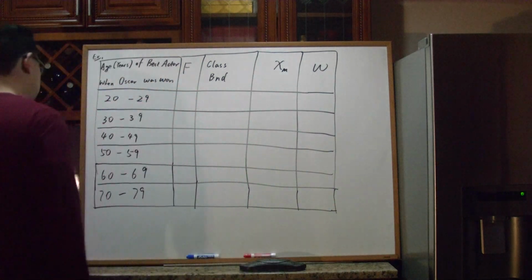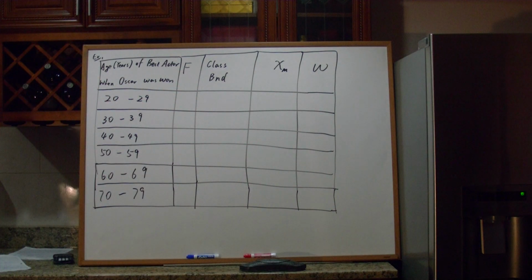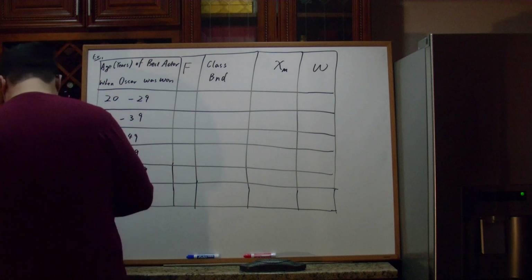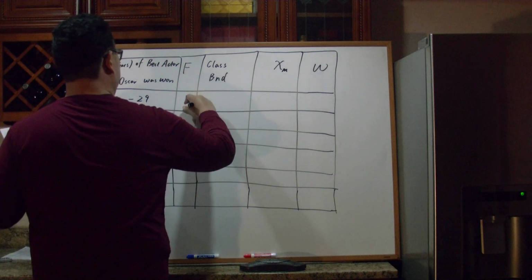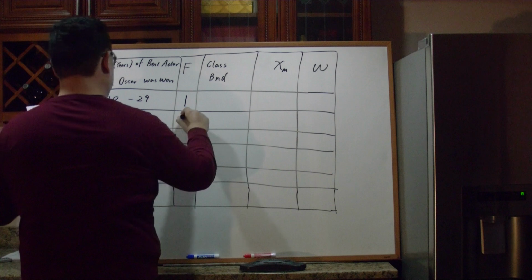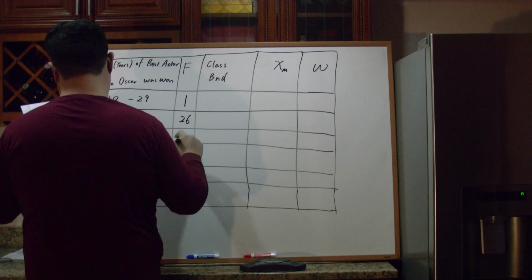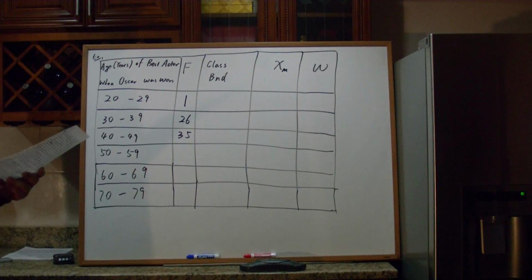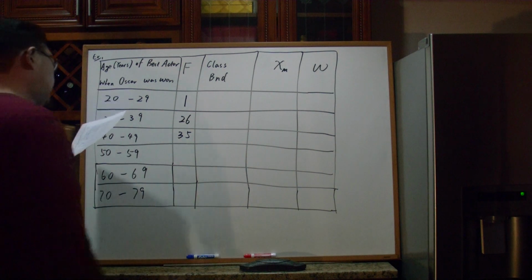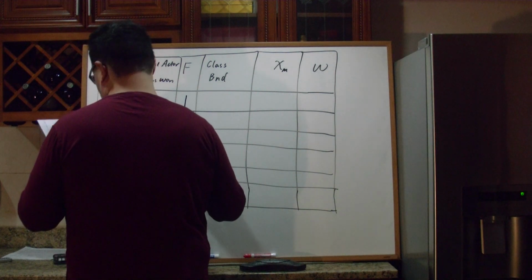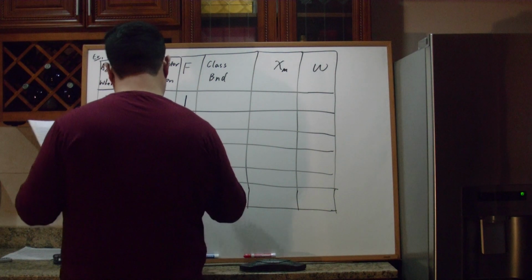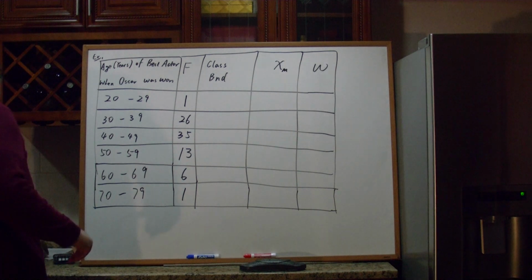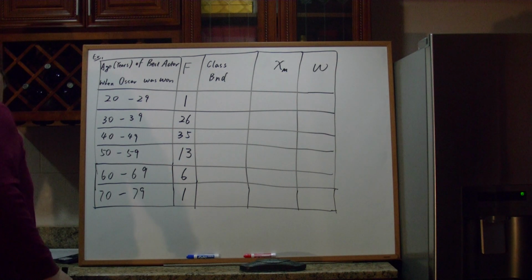Right, 70 to 79. That's the age range for the Oscar best actor. Right, we have the frequency from the table. That's one person whose age was between 20 to 29, 26 people at age 30, 35 at age 40, and 13, and 6, and 1. Right, so that is the frequency distribution we have.